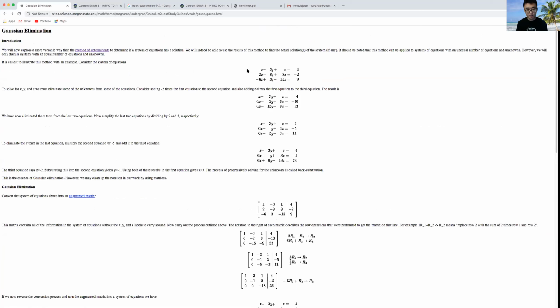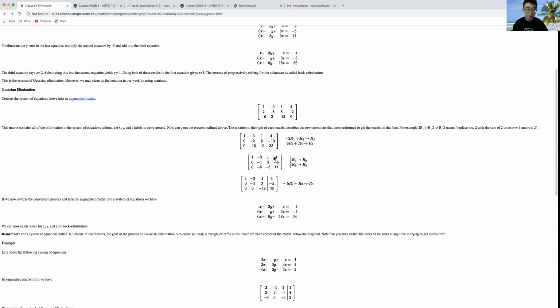For this example, we first try to make this 2 to be 0, and also this minus 6 to be 0. This is the first step. For the second step, we try to make this 5 to be 0. Okay, let's look at the matrix format. This is called the augmented matrix, when we append the B to A here.